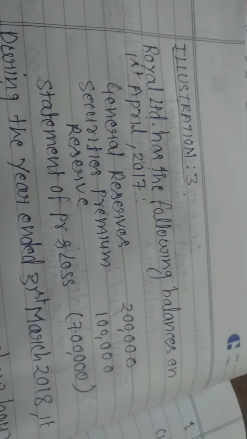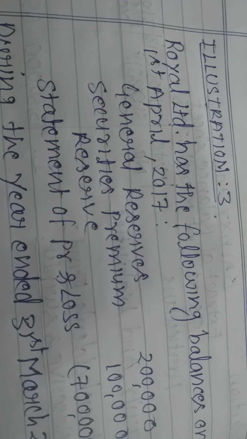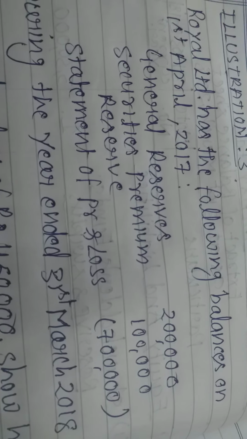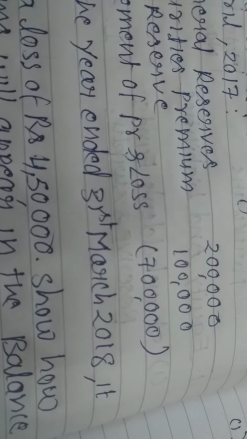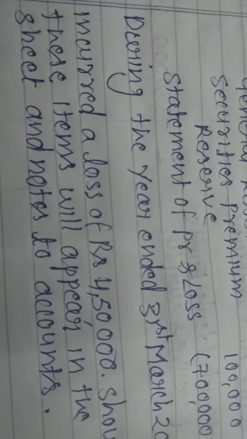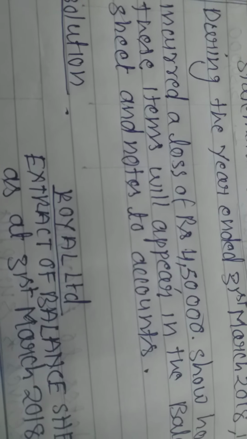Now we will move forward to our next example, that is illustration number 3. Royal Limited has the following balances on 1st April 2017. General reserve, security premium reserve, statement of profit and loss, that is rupees 7 lakh. Now during the year ended 31st March 2018, it incurred a loss of rupees 4,50,000.